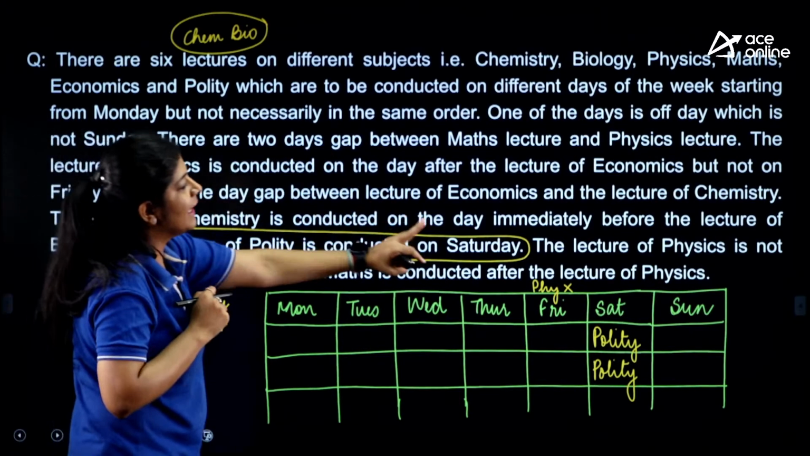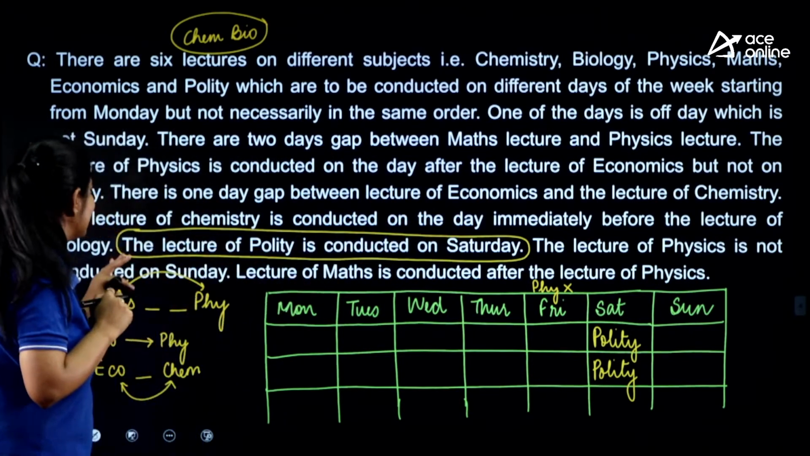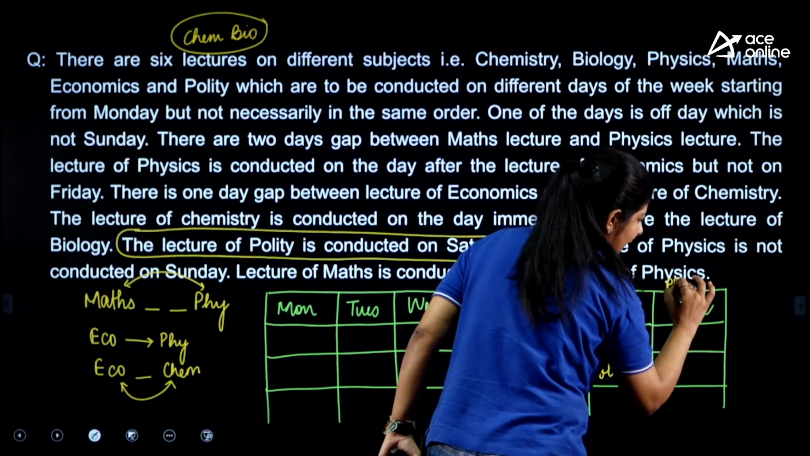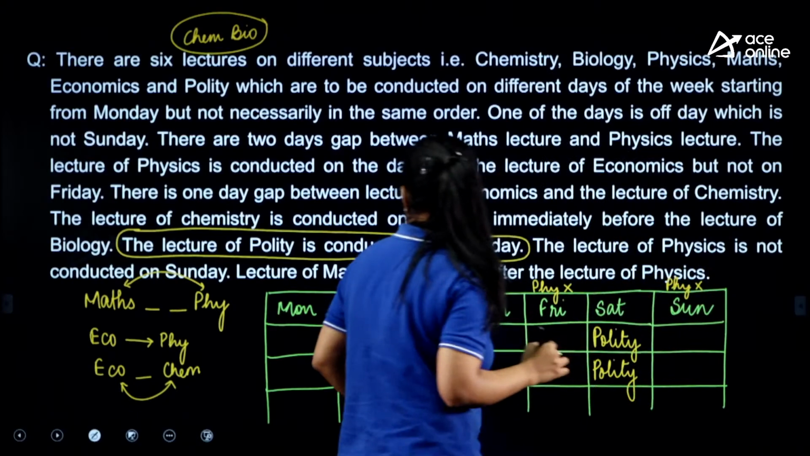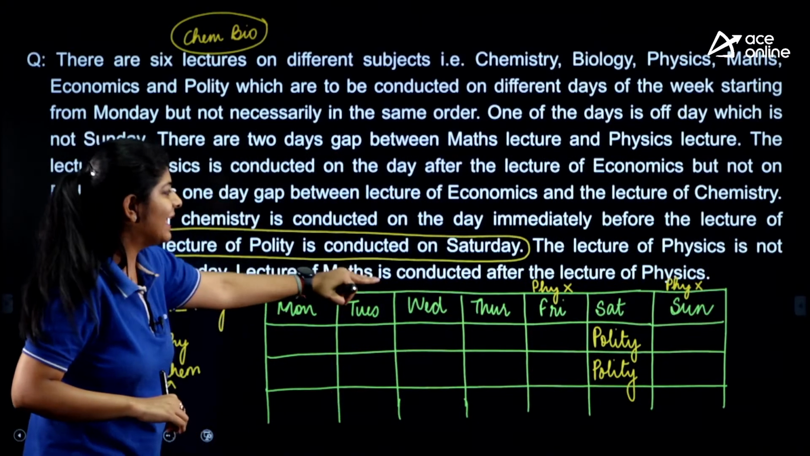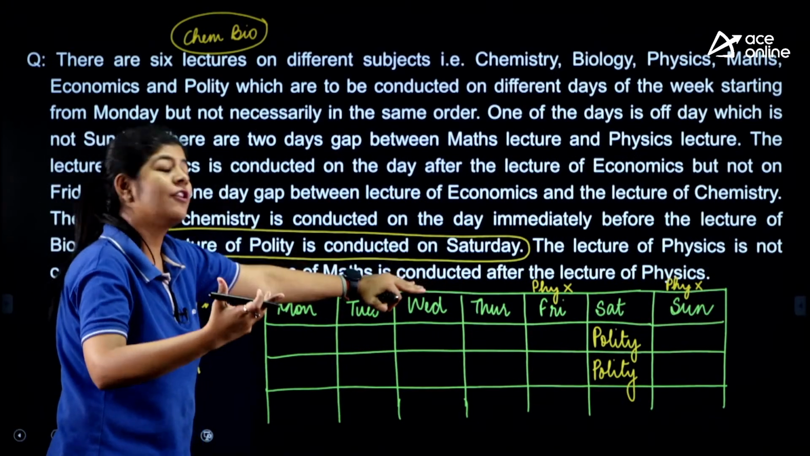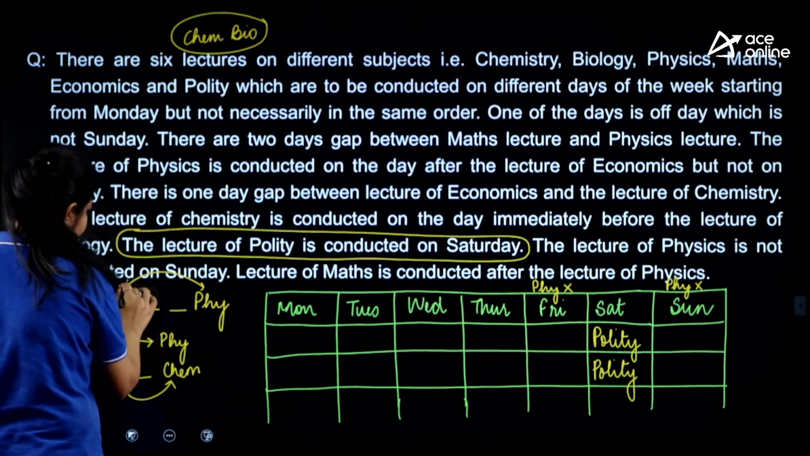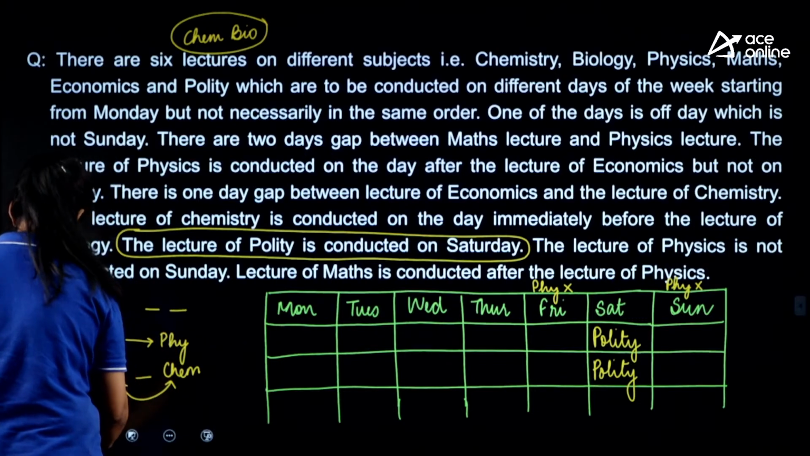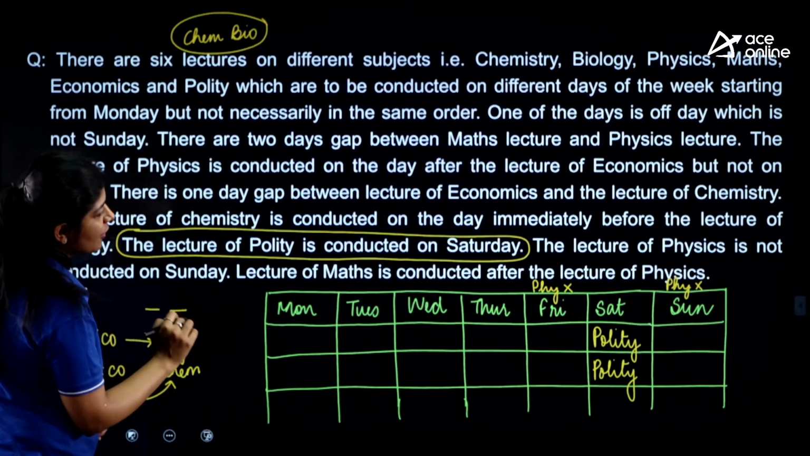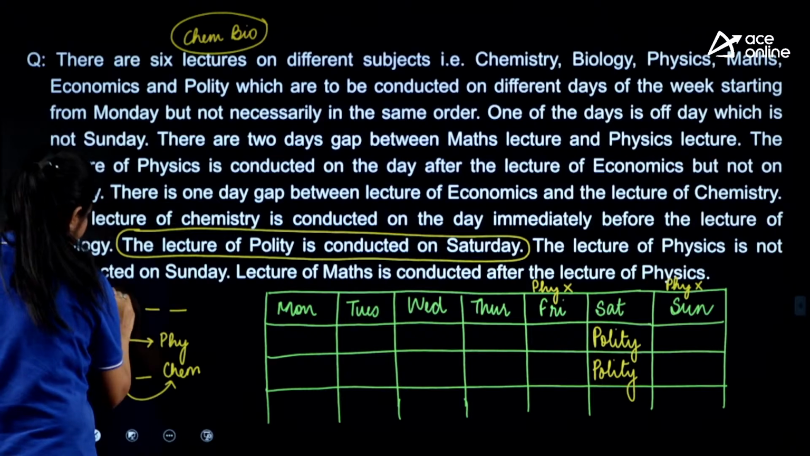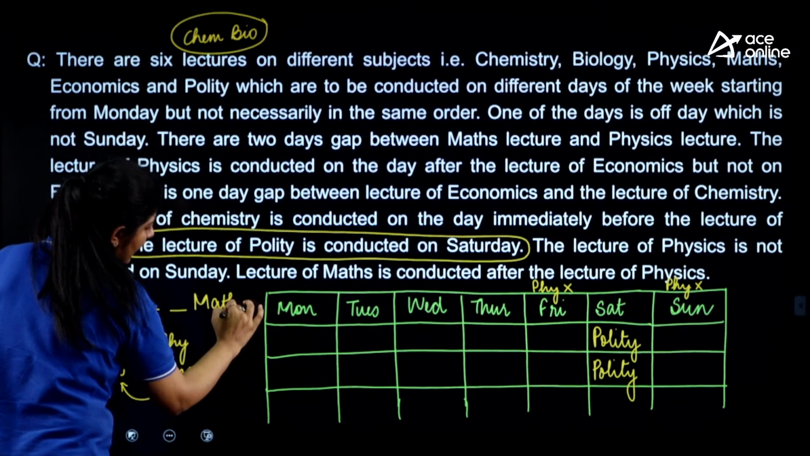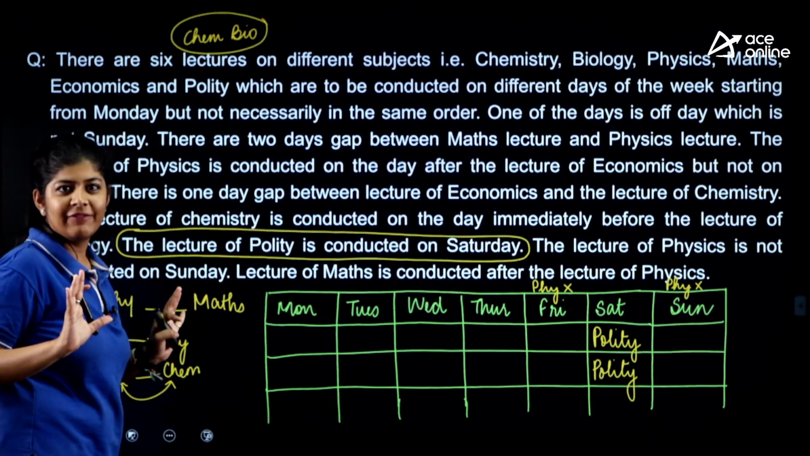Next, the lecture of physics is not conducted on Sunday. Okay, so here we can't put physics. Next, lecture of maths is conducted after the lecture of physics. So here what we can do, we can put it like this. Lecture of maths conducted after physics. So here we are having physics and here we are having maths, right? This is what we are having as our clues.